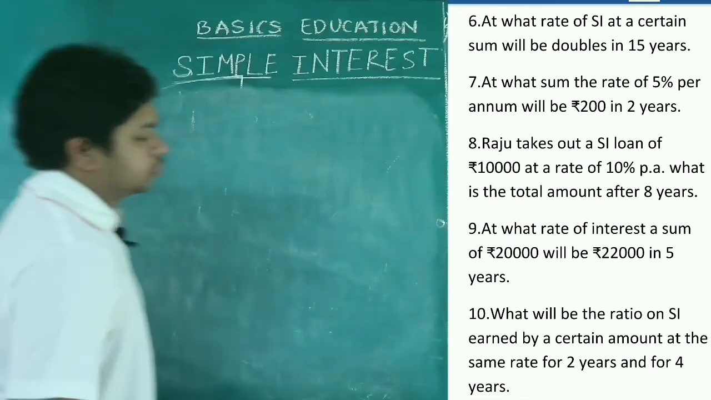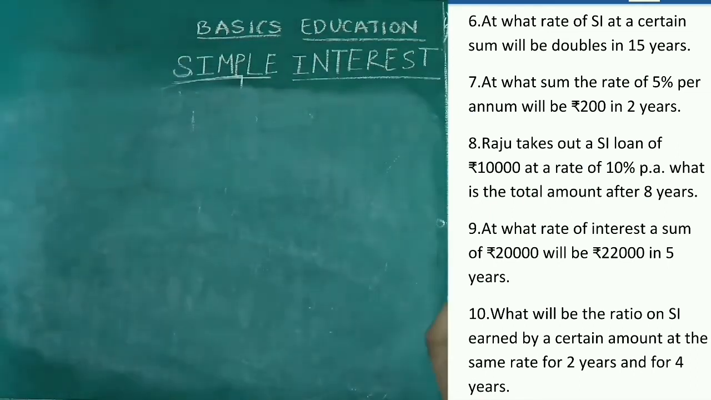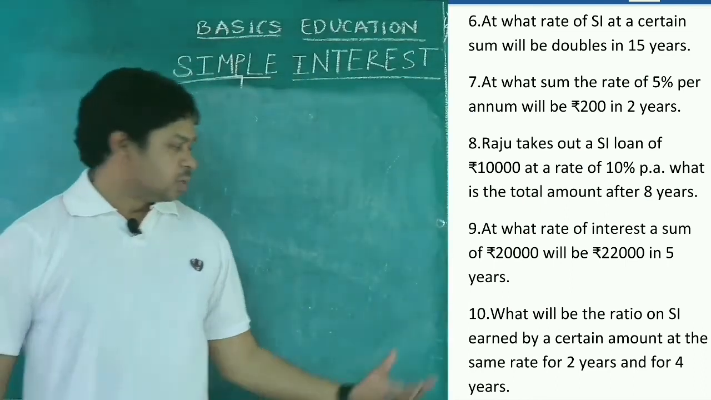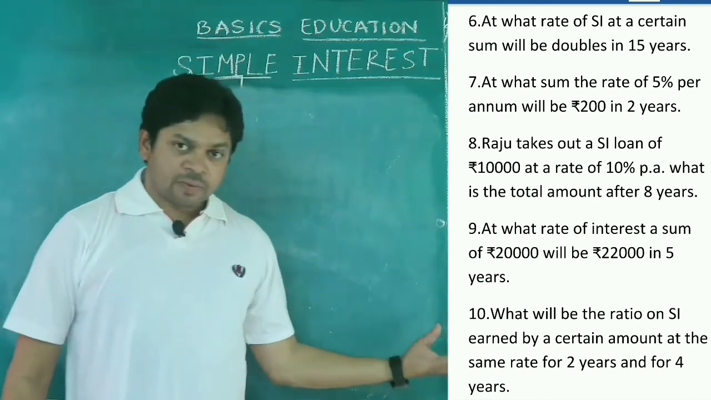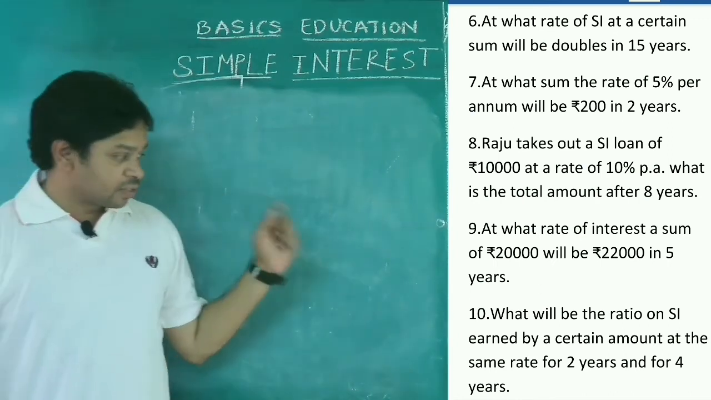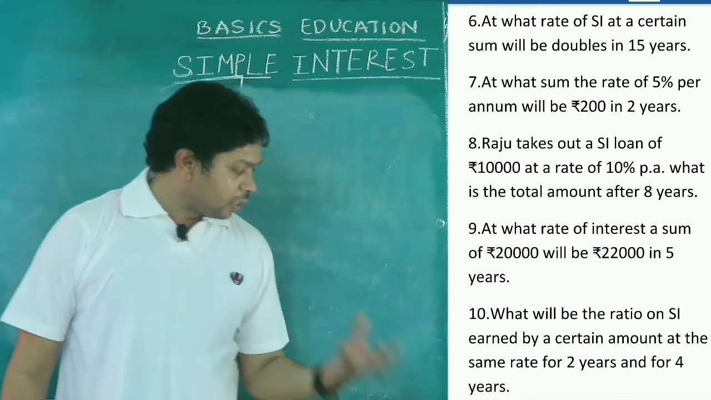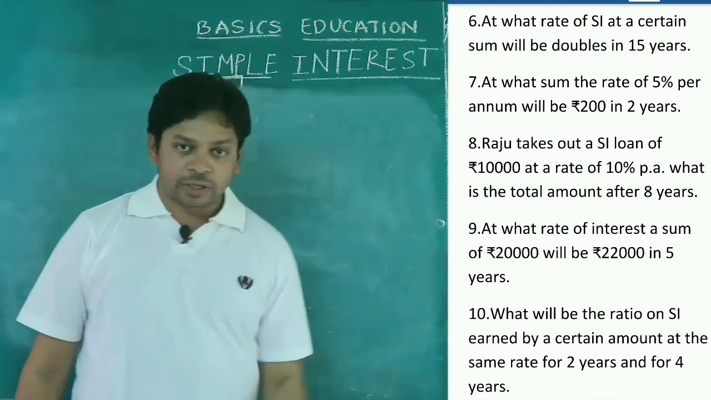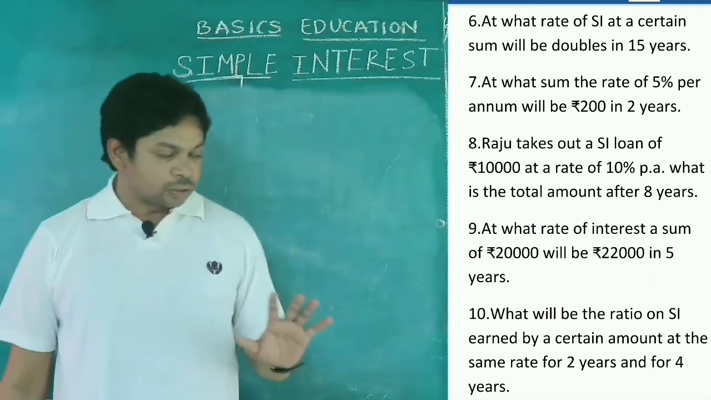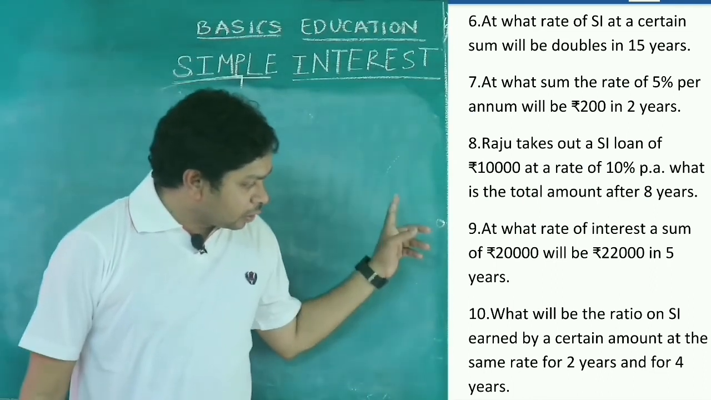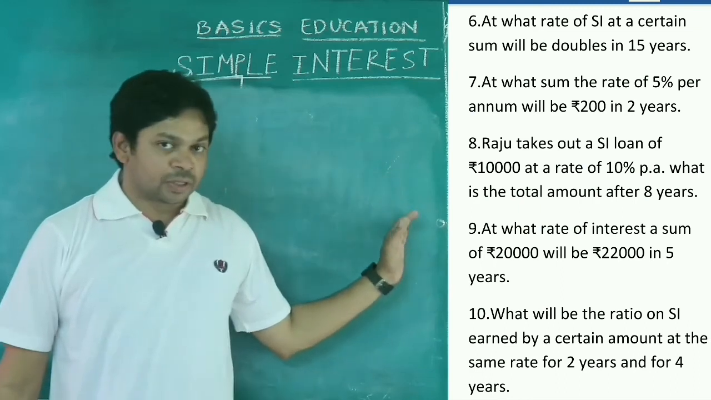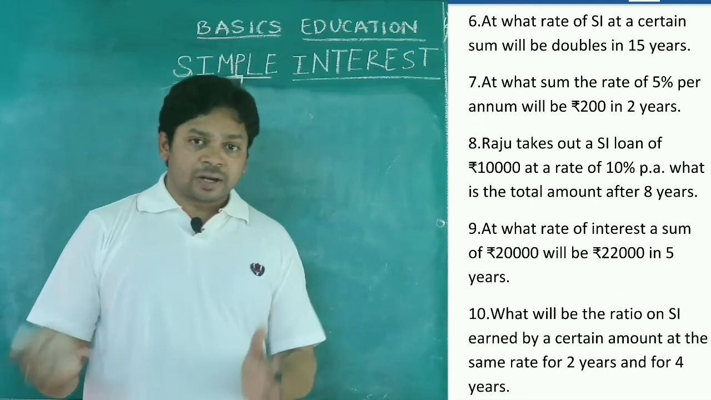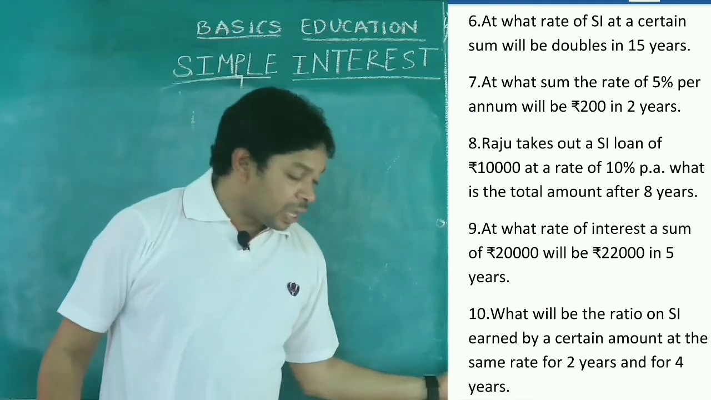Then go to the next question, that is, what will be the ratio of simple interest earned by a certain amount at the same rate for 2 years and for 4 years? He is asking. Again, I will tell you the question: what will be the ratio of simple interest? Ratio of simple interest is asked, earned by a particular amount at the same rate for 2 years and for 4 years, he is asking. So we have to know first the formula.